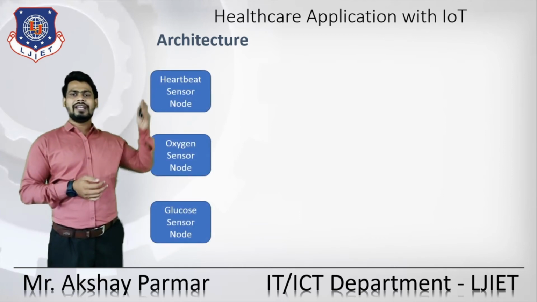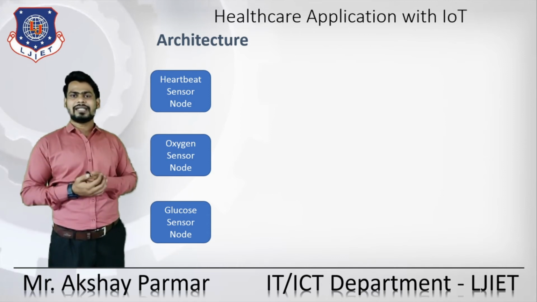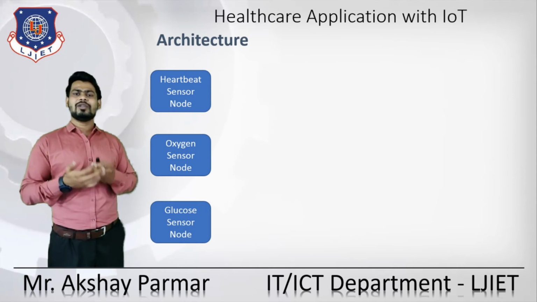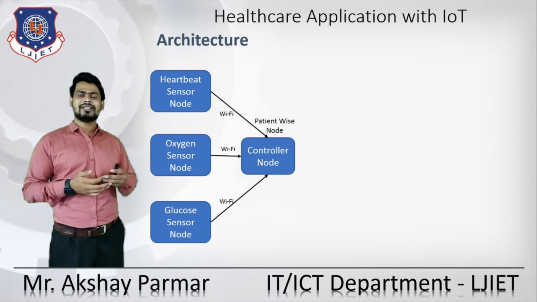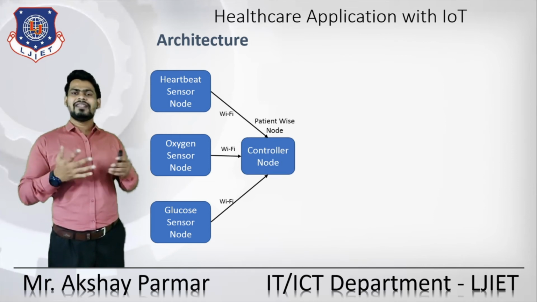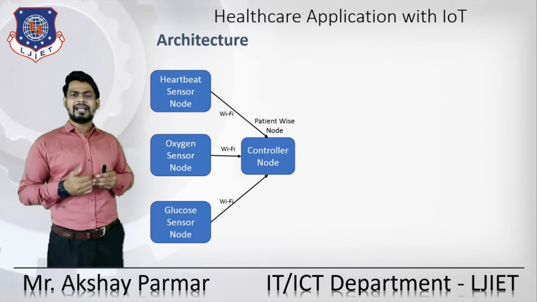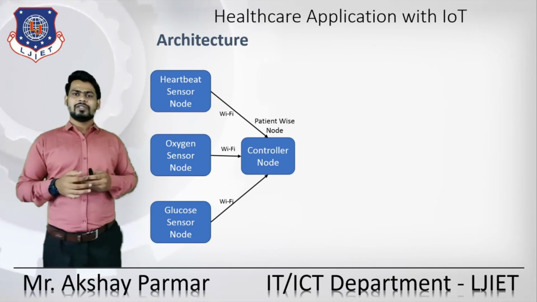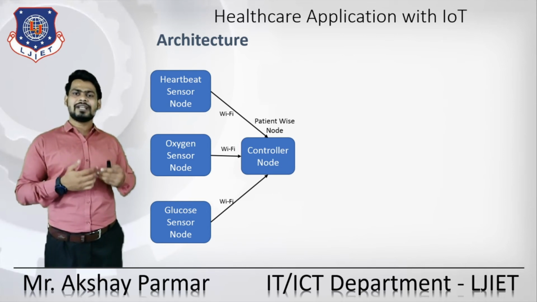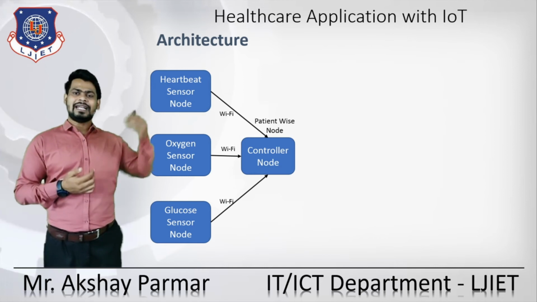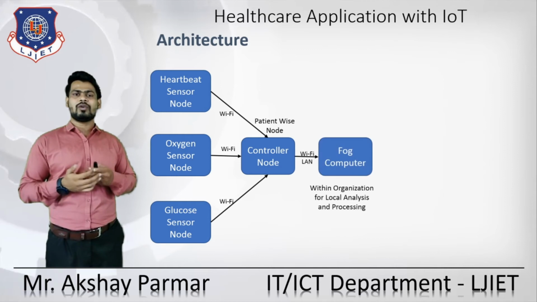So first of all, we require the sensors, right? We can use any sensor such as a heartbeat sensor, oxygen sensor, or glucose sensor, and we can have many more too, right? All the sensors are sensing the data, and with the help of Wi-Fi or any connected devices, that sensed data is sent to the controller node. That controller node has a patient-wise node, right? So each and every patient's data that we are getting from that particular sensor, we are storing into the microcontroller node, right?